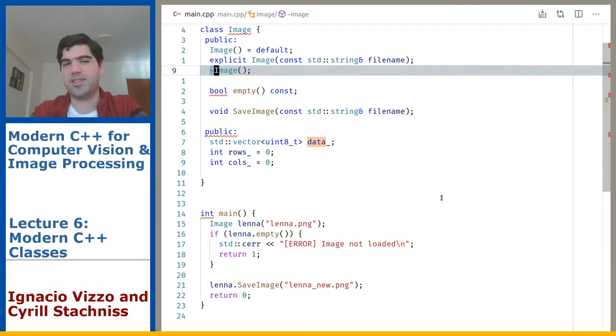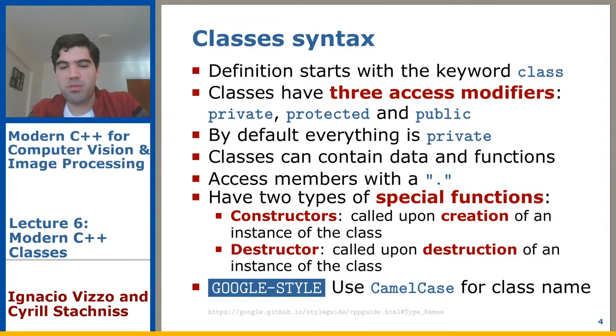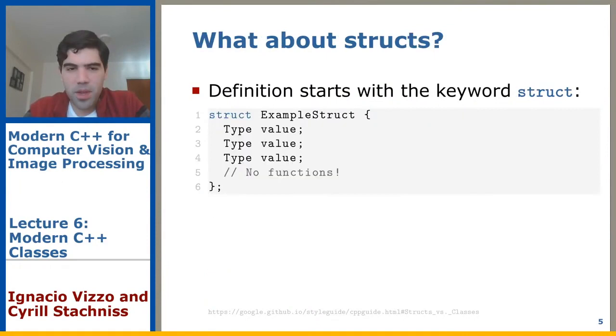And then it's just a recommendation. Google style says use camel case for the class name. This is not strict, so the compiler doesn't care, but if you see camel case, then it's probably a class. So what about structs?